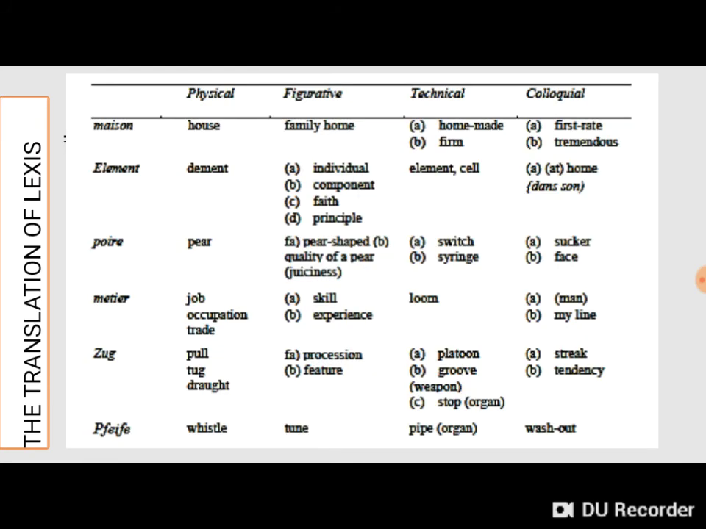The translation of lexis. Basically we have to bear in mind that many common nouns have four types of meaning: physical or material, figurative, technical, colloquial. Thus in this chart you can notice the relation between all the terms and all that of common nouns.